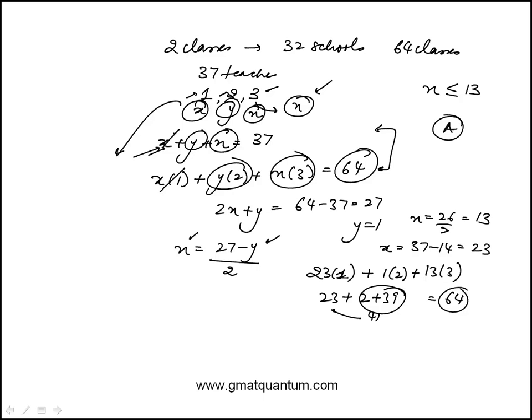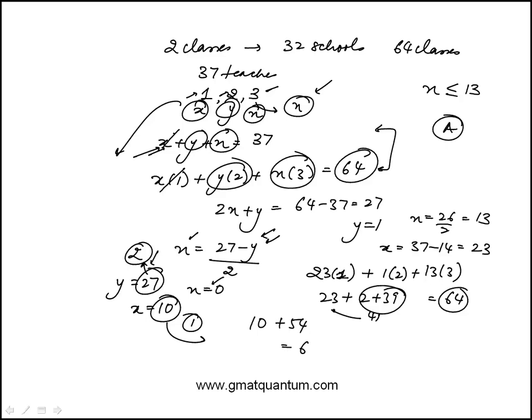But for completion, let me just also do what the least possible value would be, and that would be when y is 27. In that case, n would be 0. But let's check. In that case, x would be 10. So 10 teachers teach 1 class, 27 teach 2 classes, and none teach 3. So this would be 10 classes, 27 times 2 is 54. If you add them, indeed it adds up to 64 classes. So n is between 0 and 13. So the answer is choice A.